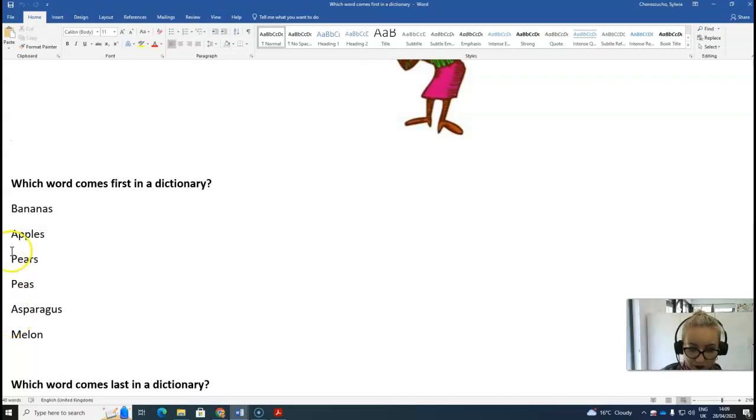So when we've got the first letter the same, what do we do? We look at the second letter, so P in apples, or S in asparagus. So which one is first, P or S? P comes first in a dictionary. So to answer this question, which word comes first in a dictionary? The answer is apples. Okay?